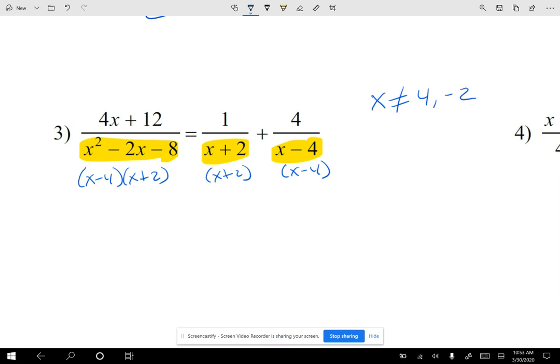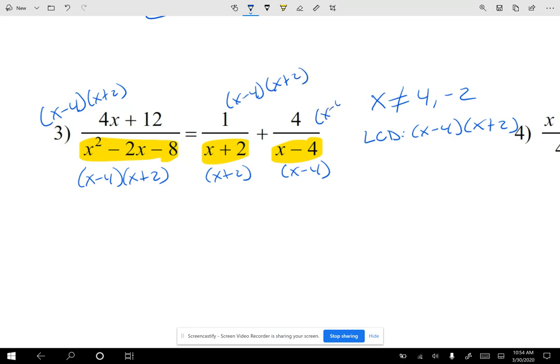Once again, I'm looking at the values of x that make the bottom equal to 0, any parentheses equal to 0, and those are the values that I cannot accept. Now my least common denominator is going to be (x − 4)(x + 2). Let me multiply each of my terms by (x − 4)(x + 2), and here at (x − 4)(x + 2).